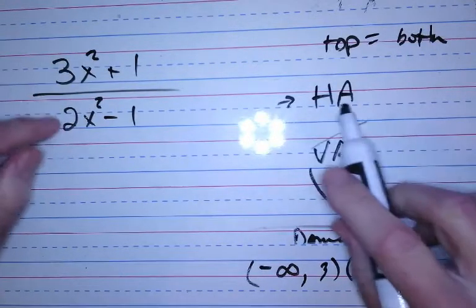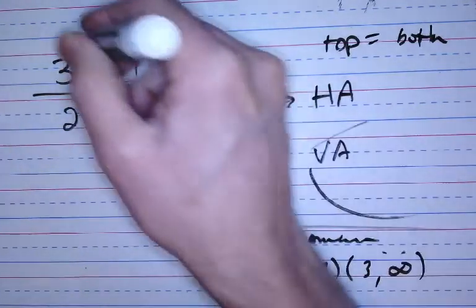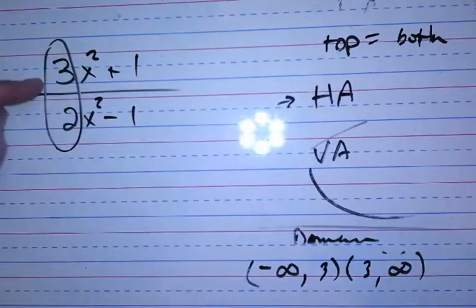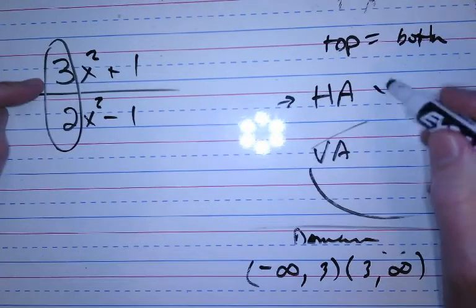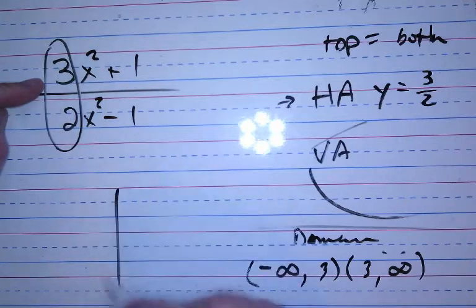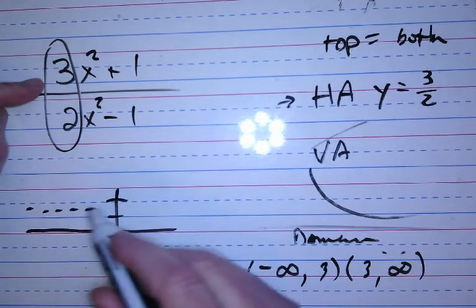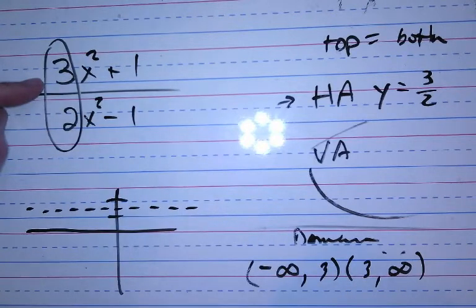Well, that means that the horizontal asymptote is the ratio of the leading coefficients. That's these two guys, right? So the horizontal asymptote is y equals 3 over 2. That's just 1.5 if you were wondering. Here's 1, here's 2. 1.5 would be right there. That's all it is. What's the vertical asymptote?